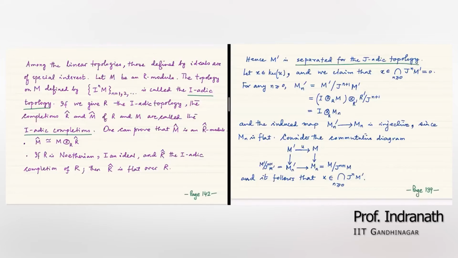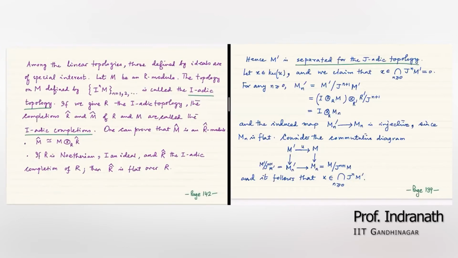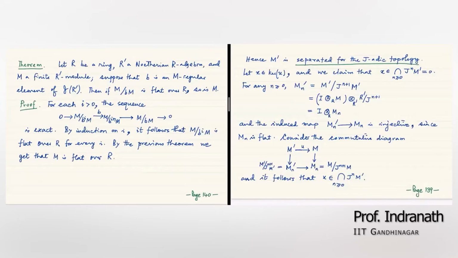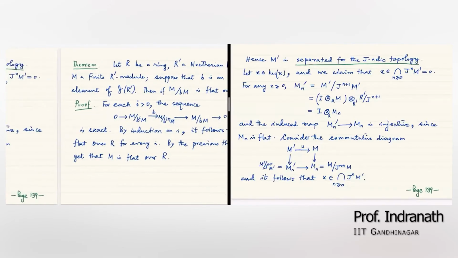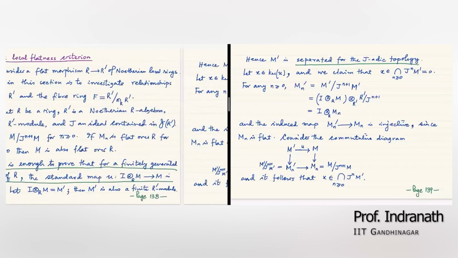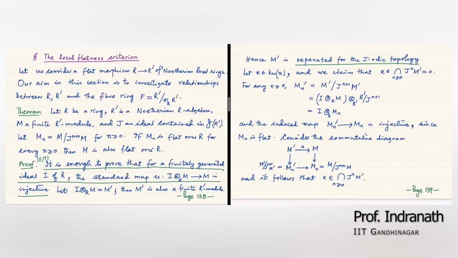So let me take you back to this statement. Remember that we were proving that M is flat given that each M_n is flat. Here you have these submodules J to the power n plus 1 M, with respect to some ideal J contained in the Jacobson radical. You have the flatness condition for each M_n, and you are trying to prove that M is also flat. Now, how do you prove this kind of statement?